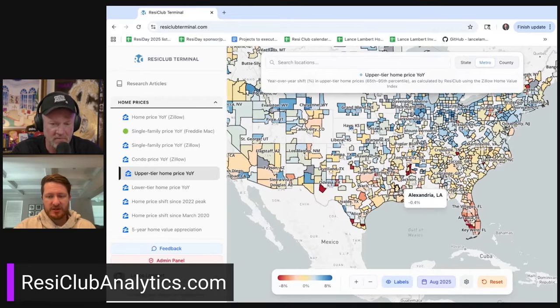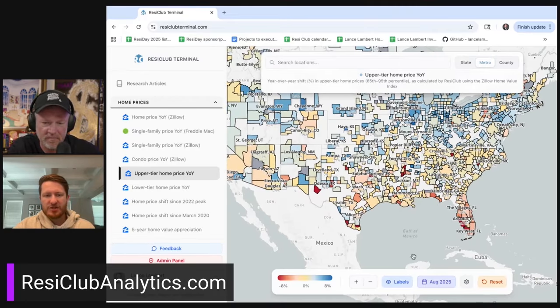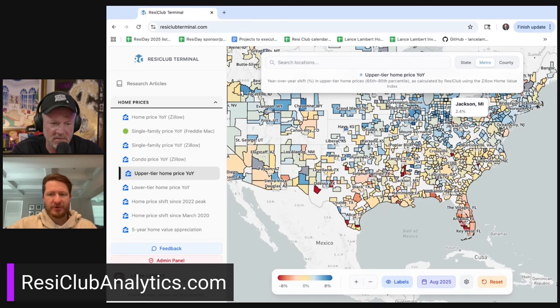So here's upper tier. This isn't like pure luxury. It's the 65th percentile to 95th percentile. So think about that locale. The top third. Yeah. Got it. We take it off the very top 5 because the top 5% of homes, they kind of play at a whole different ball game. Oh, they just distort the market too. Yes. And so here's upper tier.